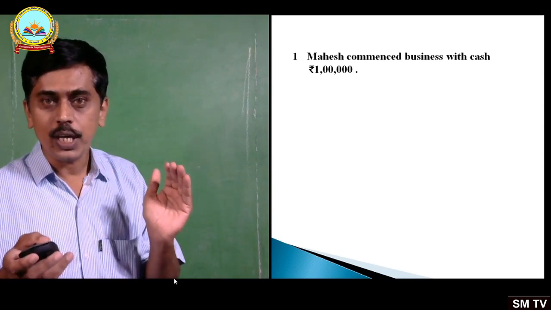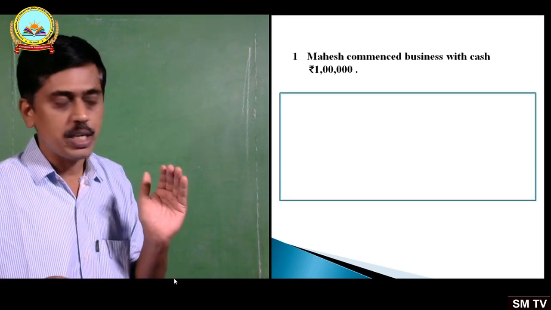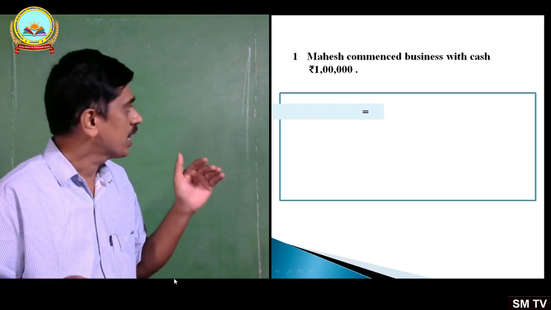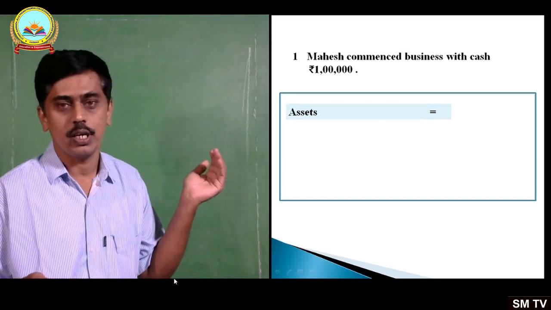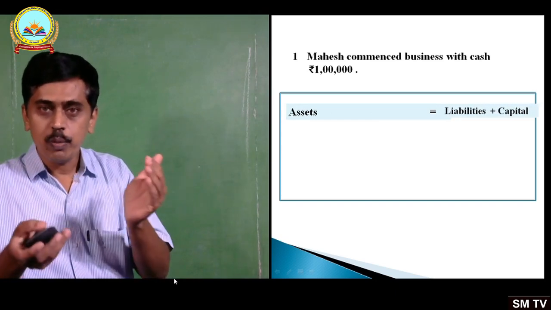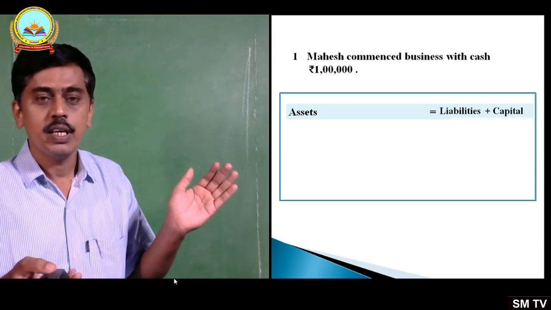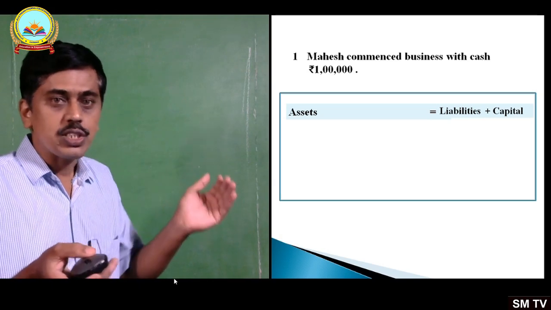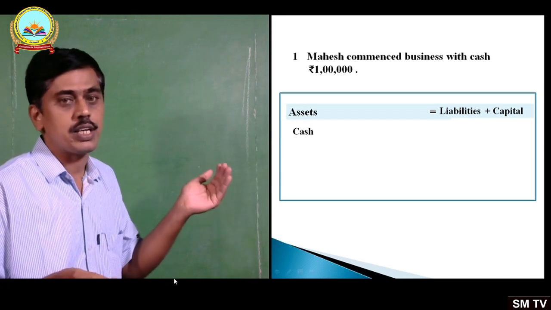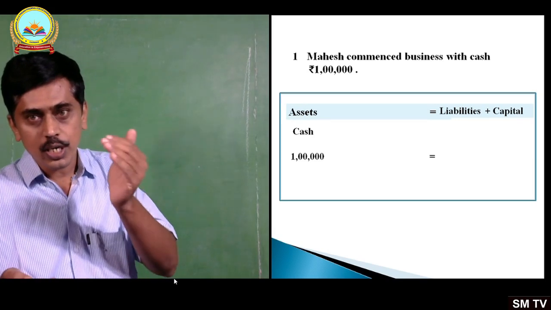We have to prove that his assets are equal to liabilities plus capital. That is the fundamental accounting equation. What does it say? Assets equals liabilities plus capital. Now what are the assets here? When Mahesh commences business with cash rupees 1 lakh, he brings in cash. Cash is an asset. So what is the asset here? Cash is an asset. How much is it? Rupees 1 lakh.